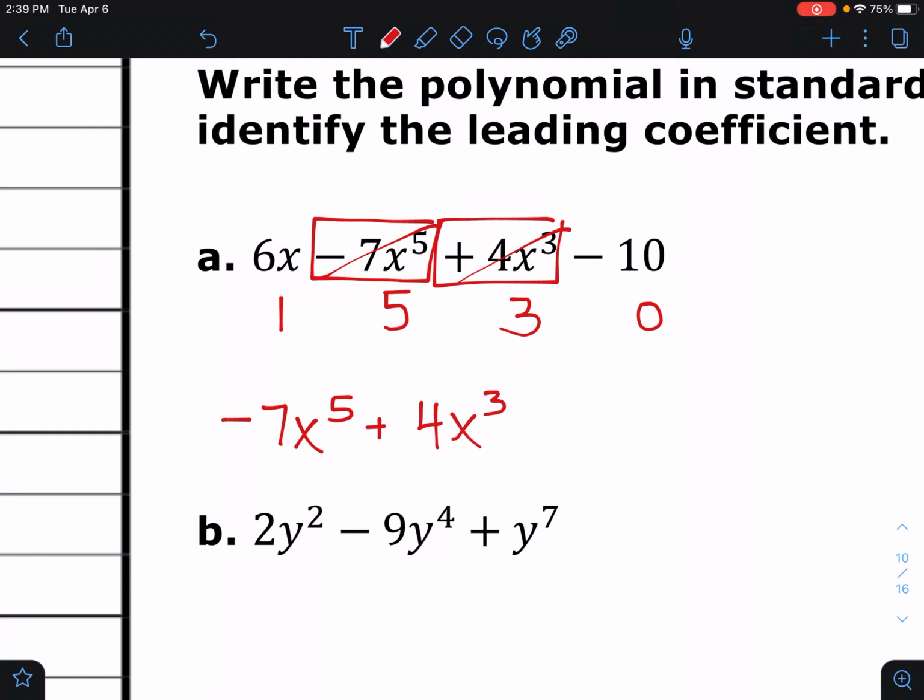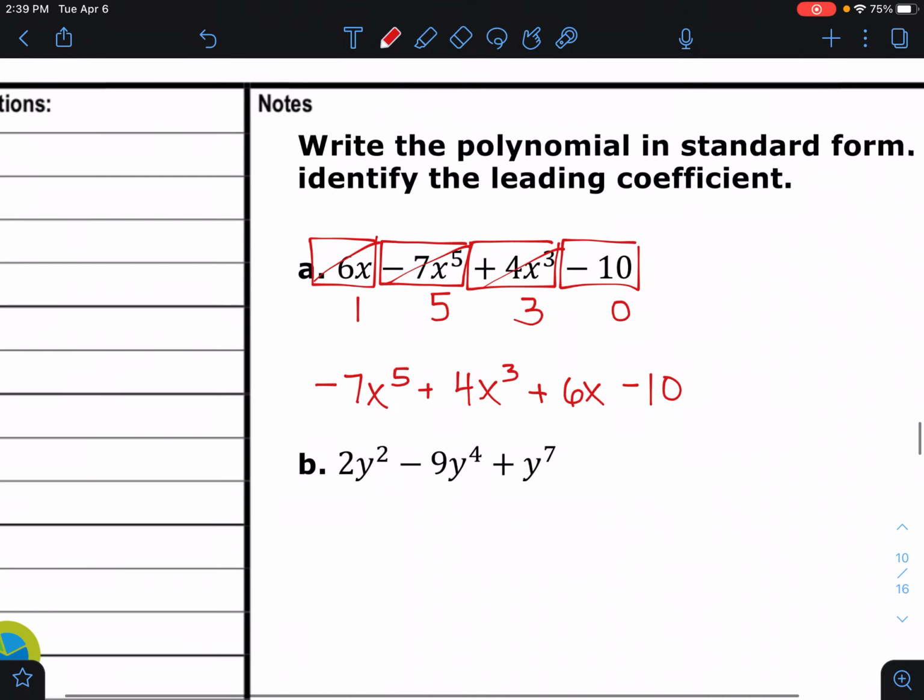Okay. And then here, notice there's no plus sign because it's positive. It's in the beginning, it's in the front, so we don't put that. But here I'm going to need that because it's no longer in the beginning, in the front. And then finally, negative 10. Okay? And that's how you put it in standard form.